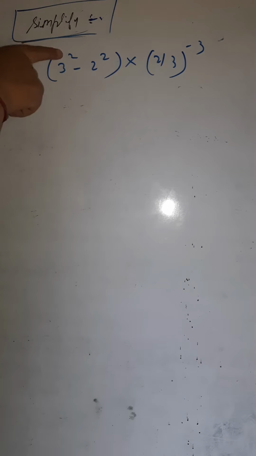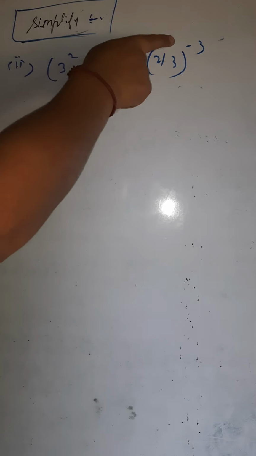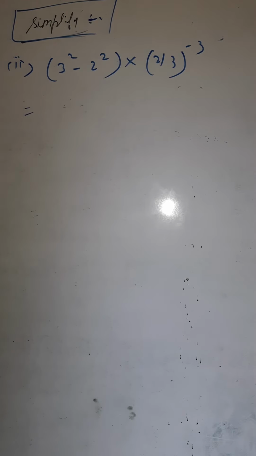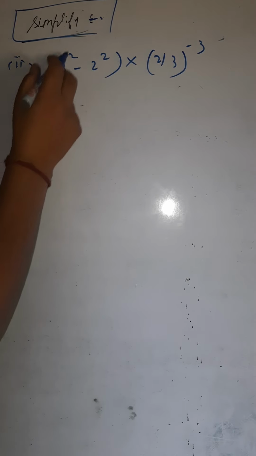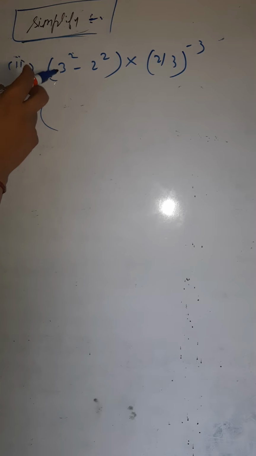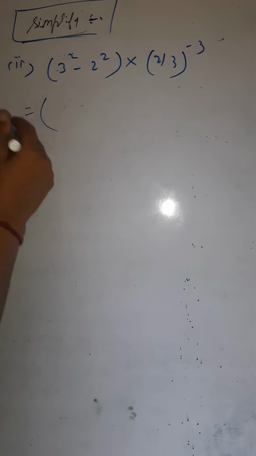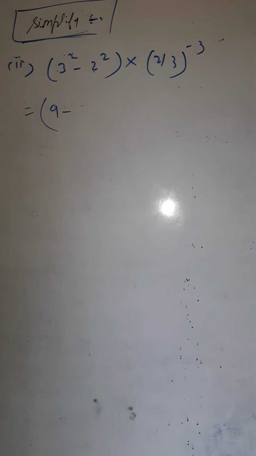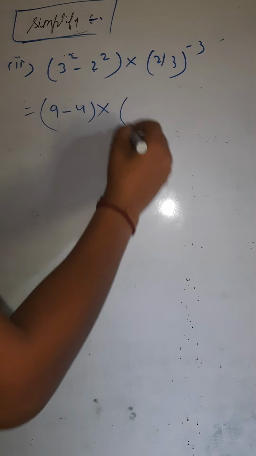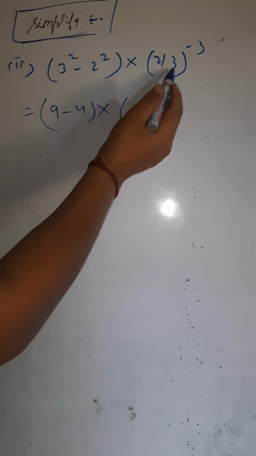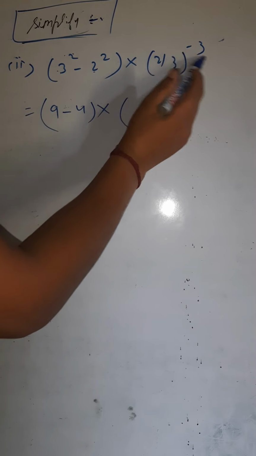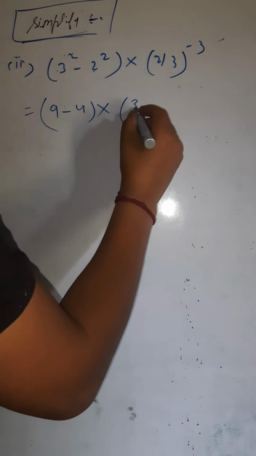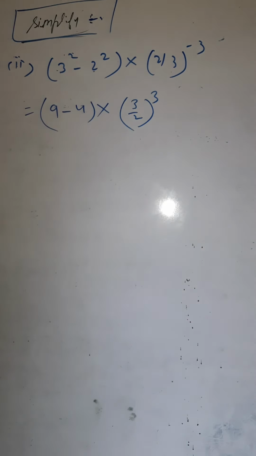Now the exponents are already positive here, but here the exponent is negative. You have to change this exponent to a positive one. So how do you change this? Just look here. First you can solve this. 3 squared means 3 raised to the power 2, meaning 3 is multiplied 2 times: 3 times 3 is 9. Similarly, 2 squared is 2 times 2, which is 4. That is to be multiplied by the reciprocal of 2/3, because I have to change this negative exponent into a positive one. The reciprocal of 2/3 is (3/2)^3.